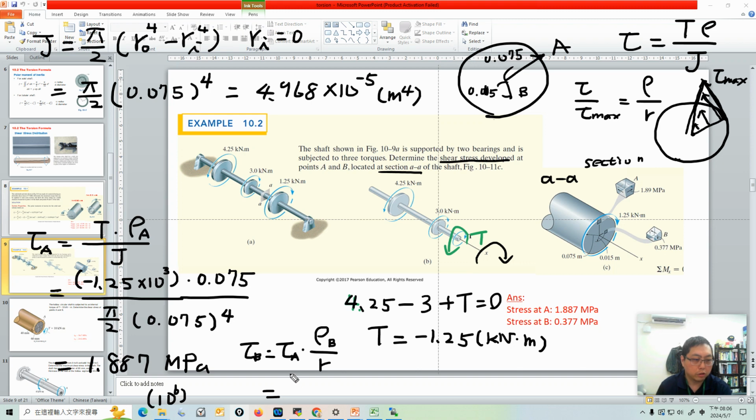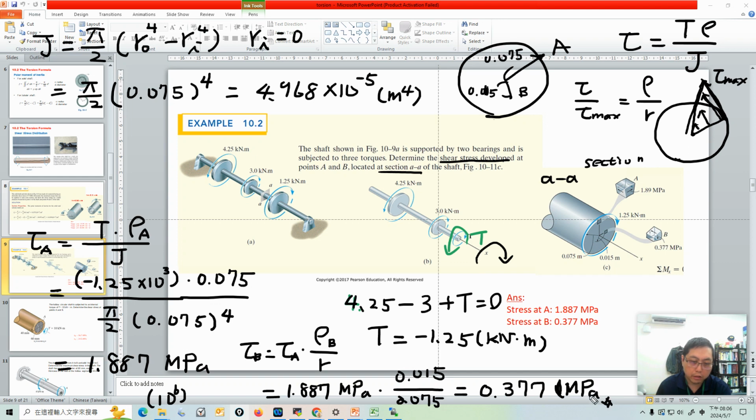So shear stress at A is 1.887 megapascal, times the radius 0.075. And the radius for B is 0.015. So the value will be, you do the calculator, I think it's 1/5, right? 1/5. So 0.377, and the unit is megapascal.